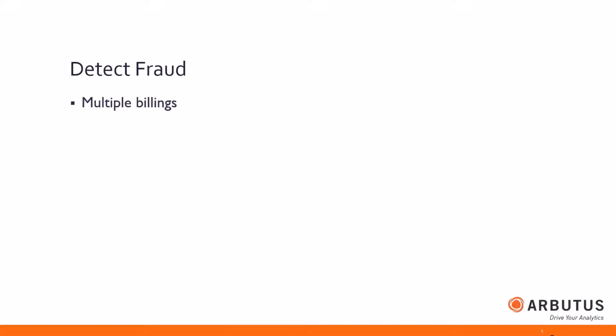In detecting fraud, one thing we'd look for is multiple billings. It's very possible that the same vendor, either by design or by accident, could invoice you twice for the same order. Second, you may have vendors with the same address. This is a concern, it's a red flag, because it's very suspicious. Why should 2 vendors have the same address?